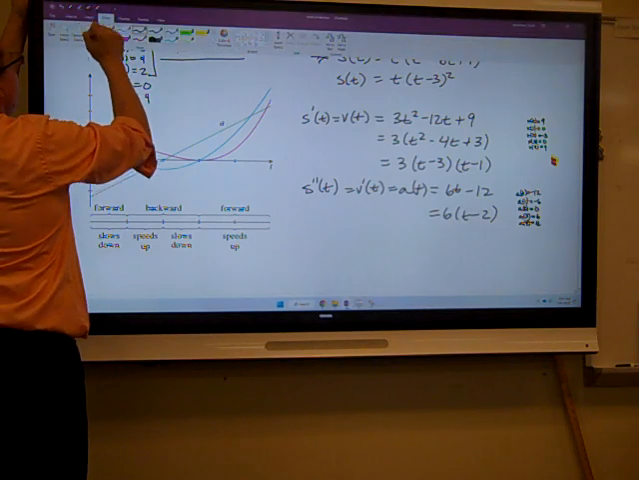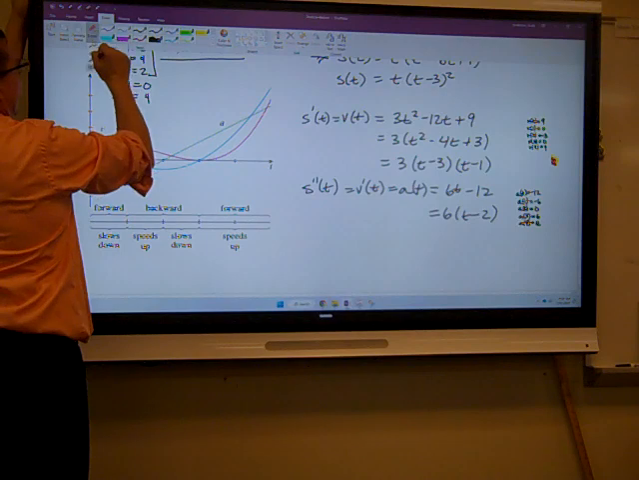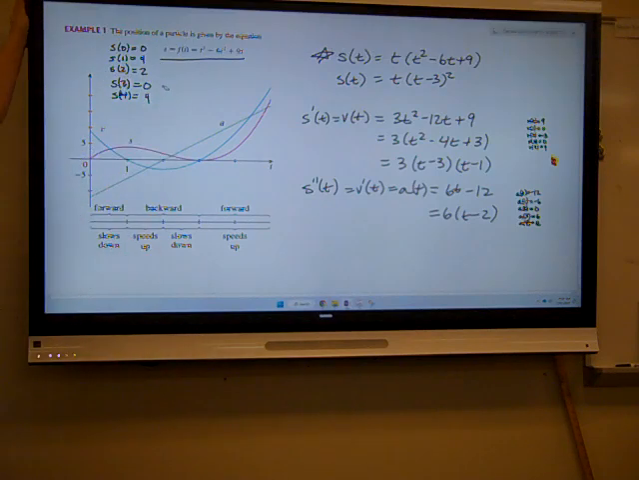All right? When you do not have the graphs, and again, you never get the graphs, right, everybody? You never get the graphs. You never have this picture. You have to make this picture.